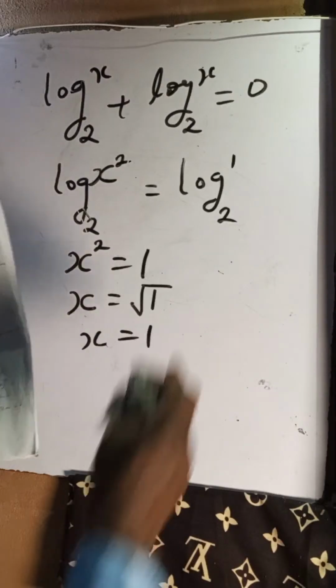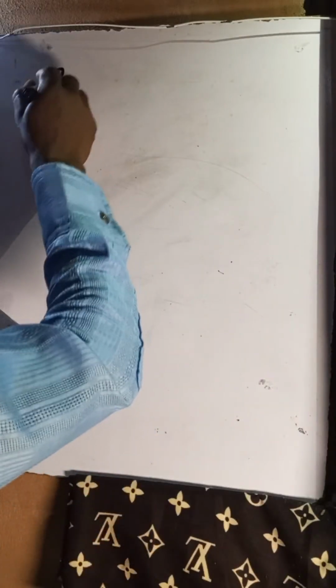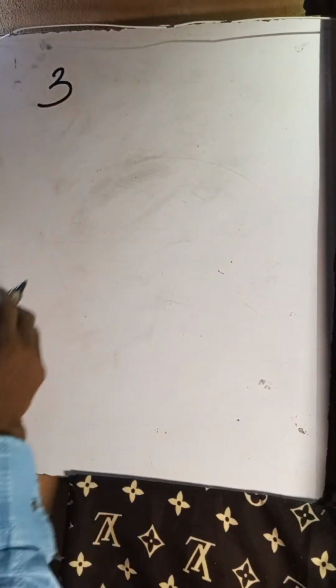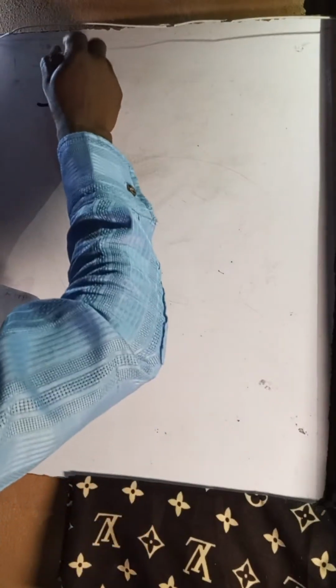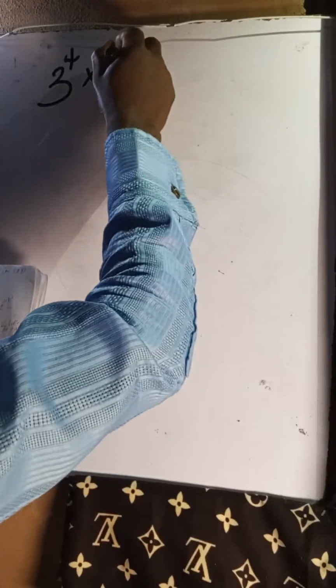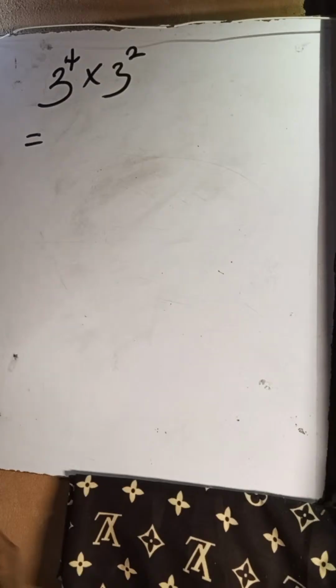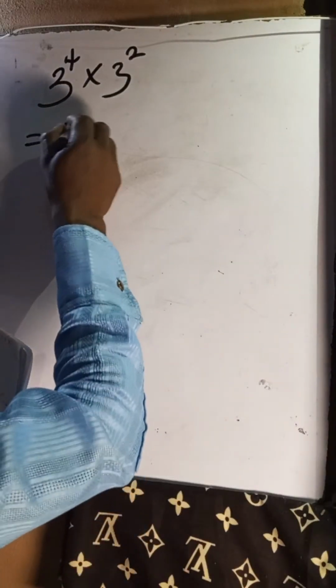So let's look at this. Let's go ahead and solve another question. We are done with logarithms now. We now proceed to the next one, which is indices. So indices, look at indices. Look at this question. Let's assume we are to solve 3 raised by 4 times 3 raised by 2. What's this going to give us? 3 raised by 4 times 3 raised by 2.